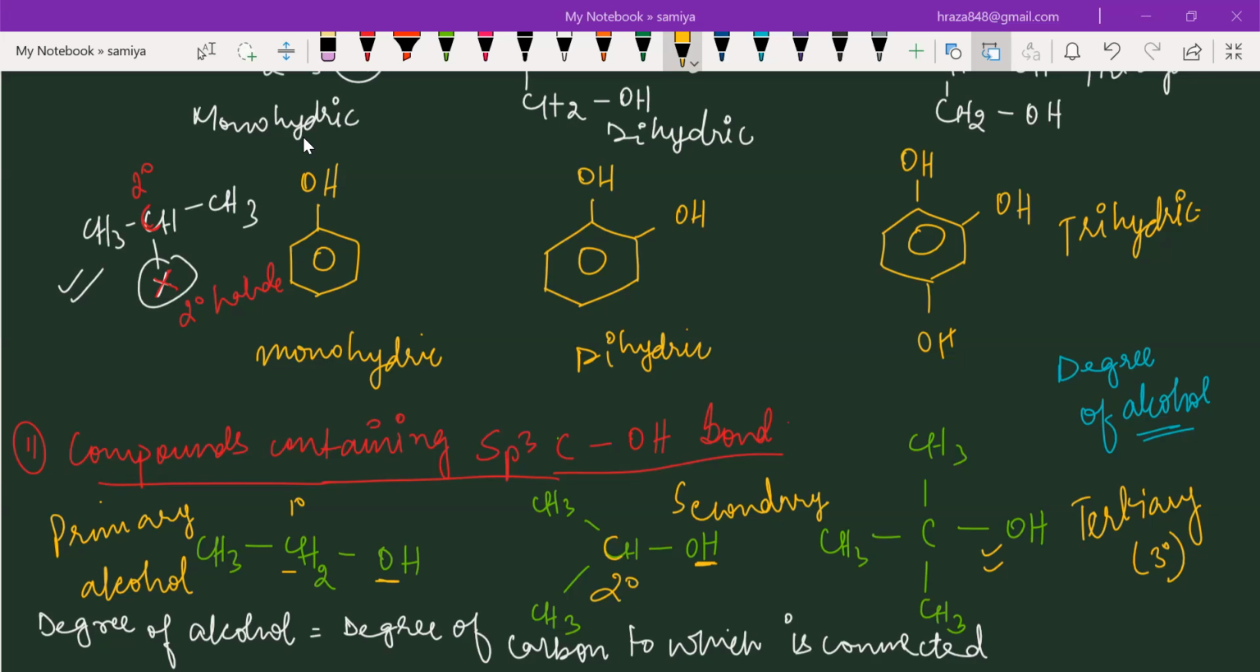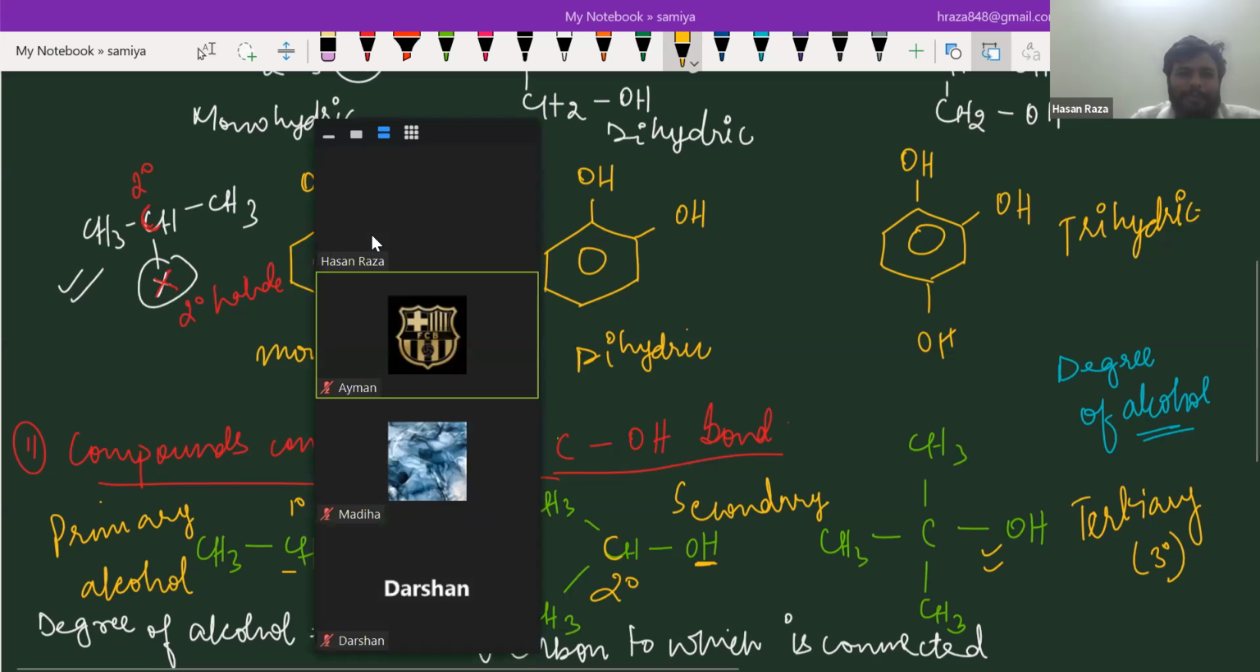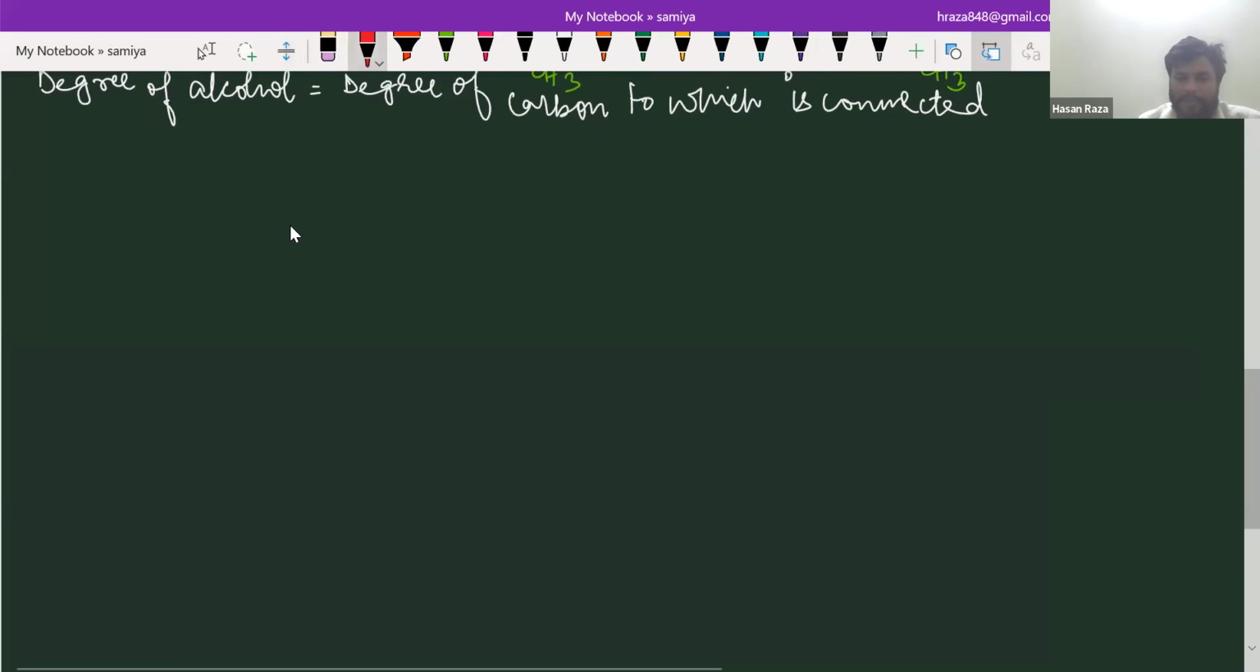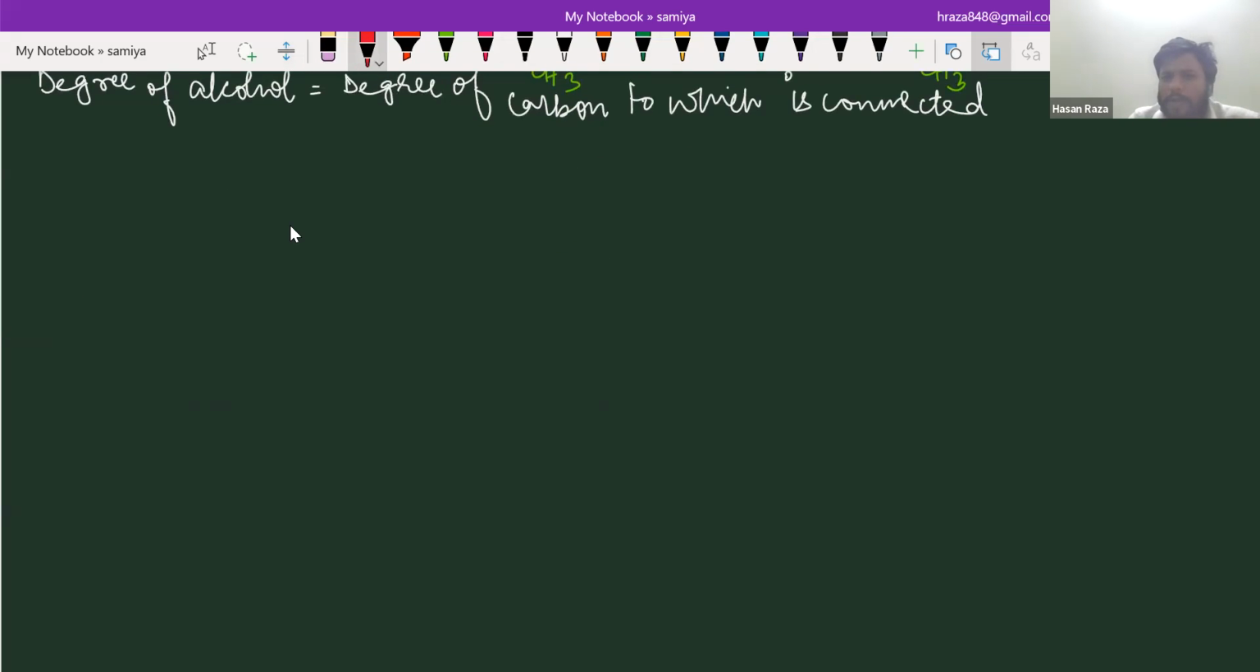Very good. Now see, this is the first classification for primary, secondary, and tertiary. Since this classification is all about the sp3 carbon C-OH bond, to whichever carbon OH is connected, that carbon must be sp3 hybridized. And here, the first is allylic alcohols. In the same way, when we had haloalkanes, allylic halide.